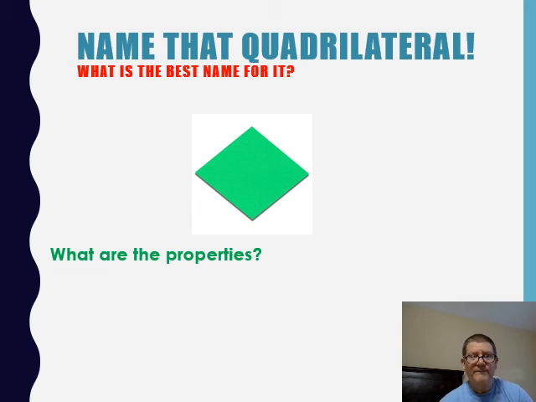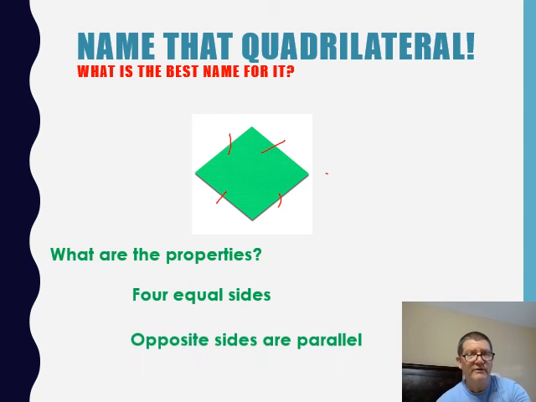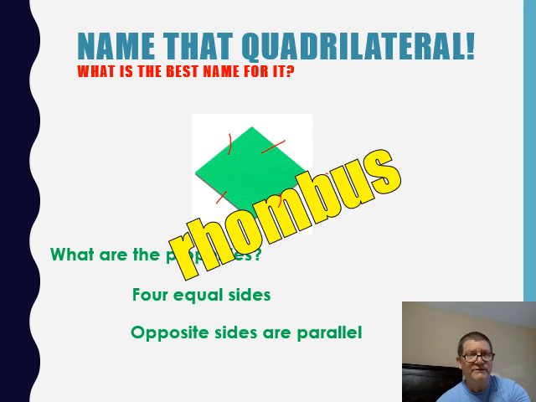All right. Now, looking at this, we can see that it appears that all four sides are equal in length, and they are parallel. Now, it kind of looks like a square, but it looks like a little squashed square because these angles don't really look like 90. So in that case, that means the best name for it would be a rhombus.